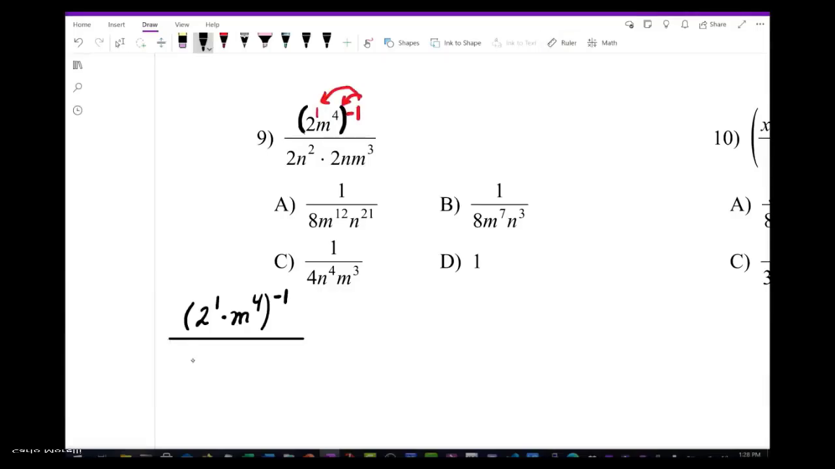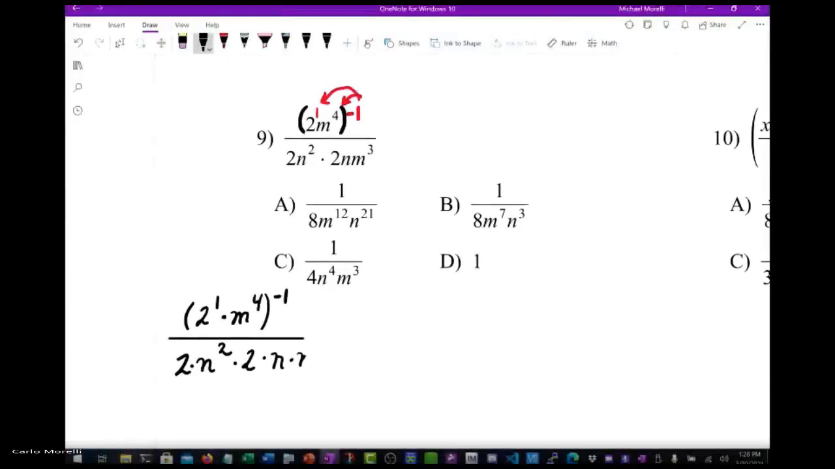over 2n squared. Okay, 2 times n squared times 2 times n times m cubed. So like we said, we're going to distribute this -1 here and here. So I'm going to write 2 raised to the power 2. Now 1 times -1 is -1. So 2 to the -1st. I'm treating the 2 just like it was a letter. And then times m raised to the power 4 times -1 gives me -4.